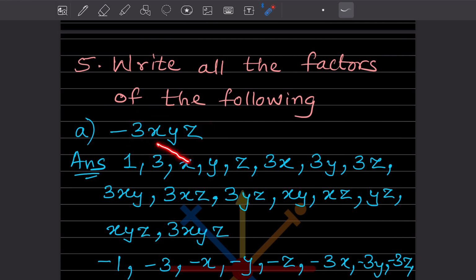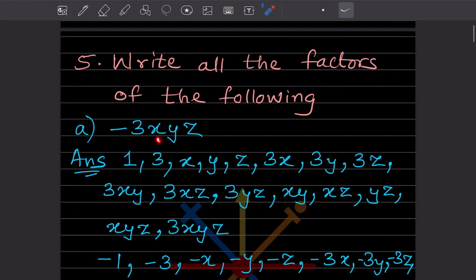Then what will be the factors? x, y, z. These are one possibility. Again, what will be the possibility? This into this will be one factor. Then this into this is going to be one possibility. Then this into this. Then what will be that? We can take this all together. Then what we can do, 3x and z, 3xz. Then what we can do, 3yz. These are some of the possibilities.